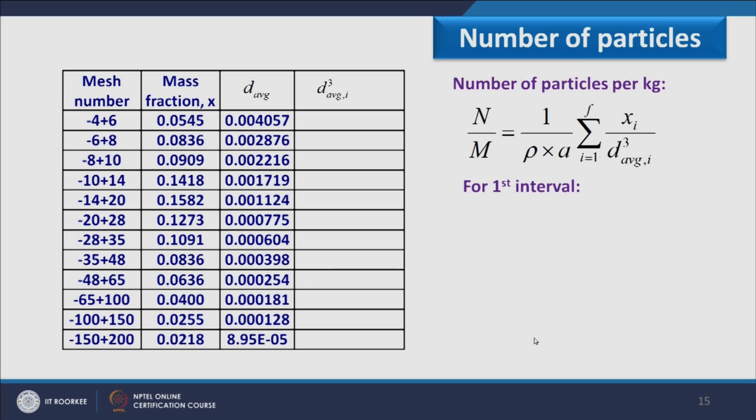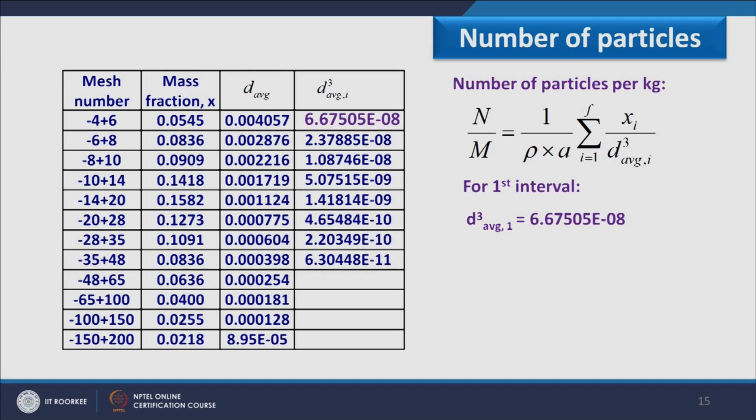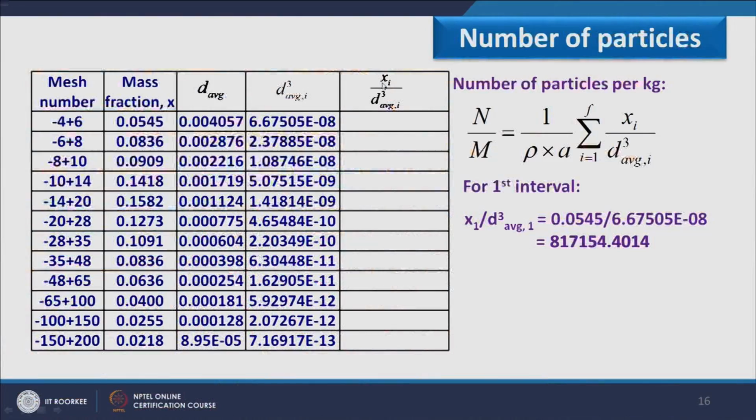we have to compute d average i cube for each fraction. The first interval, d average 1 cube value is coming as it is shown over here, which we can write at the proper place in the table, and similarly d average i cube for the rest of the fractions can be computed. We have already computed mass fraction for the specific surface area computation, so that we can use over here. So, now we have to calculate xi and d average i cube for each interval.